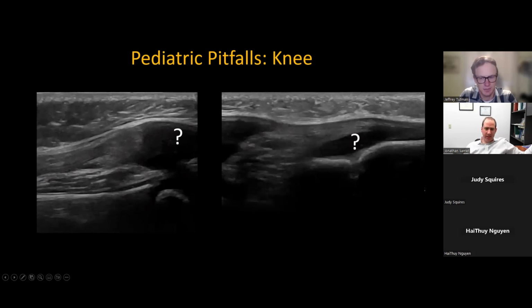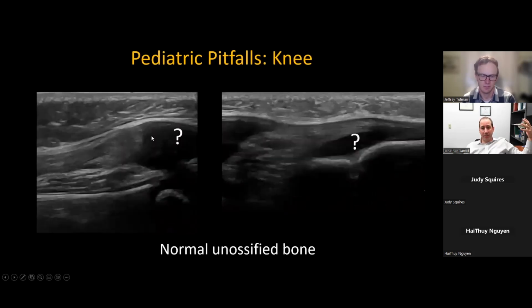And then what is this here, right? Is this a fluid collection? Remember, this is normal unossified bone. So this is the patella ossification center, and this is the tibial tubercle. So if you're not aware of this, if you're doing more adult imaging, for example, you could run into this. And so you have to adjust the gain on the ultrasound to show that it's actually not anechoic. It's more likely just hypoechoic.